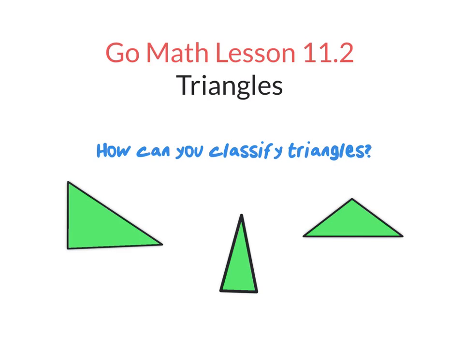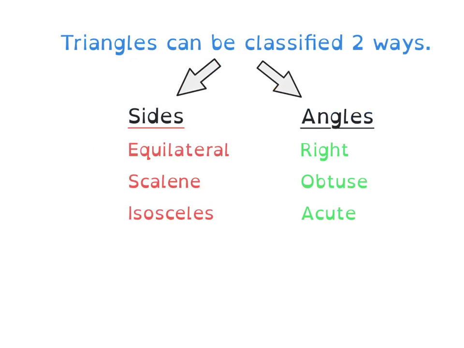Lesson 11.2 is all about classifying triangles. A lot of this information should be familiar from 4th grade. Triangles can all be classified two ways. They can be classified based on the lengths of their sides and on the types of angles they have.